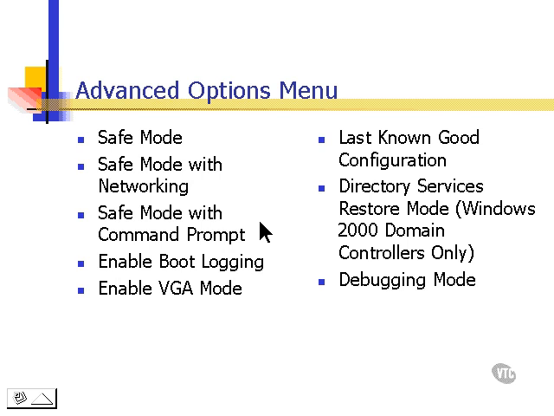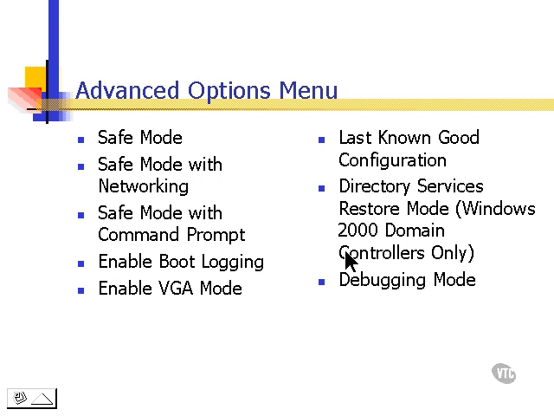We can also enable boot logging. This is a way that we can take a look at everything that did happen and everything that did not happen during the boot process. We can also enable just VGA mode. In other words, if we've made a change to a video driver and now we can't see anything on our monitor, we can enable VGA mode so we can go back to the default VGA driver so that we can go in and make the change to the video driver to get it back to where it needs to be so that we can see everything we need to.